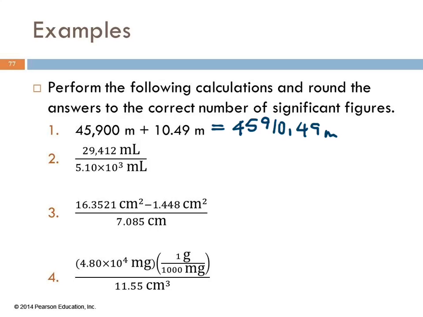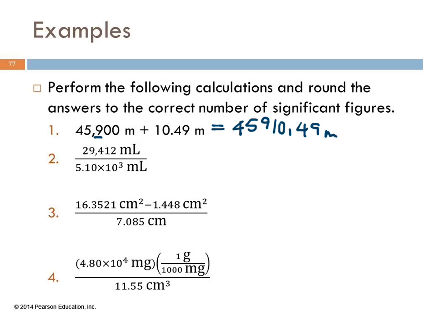We're supposed to round the answer to the correct number of significant figures. Well, in this first number, 45,900 meters, where's the uncertain digit? Is it the 0? Or is it the 9? What kind of zeros are these? Those are trailing zeros. Is there a decimal point? No. These are ambiguous. So we have to assume that they're not significant. So that's going to tell us the 9 is uncertain.